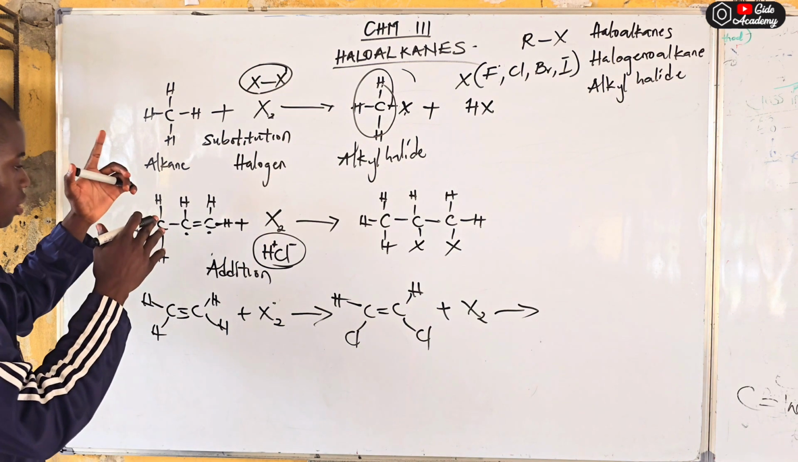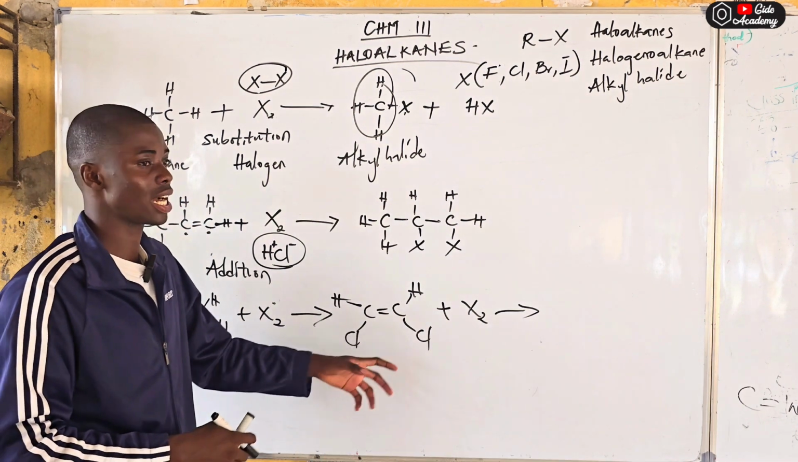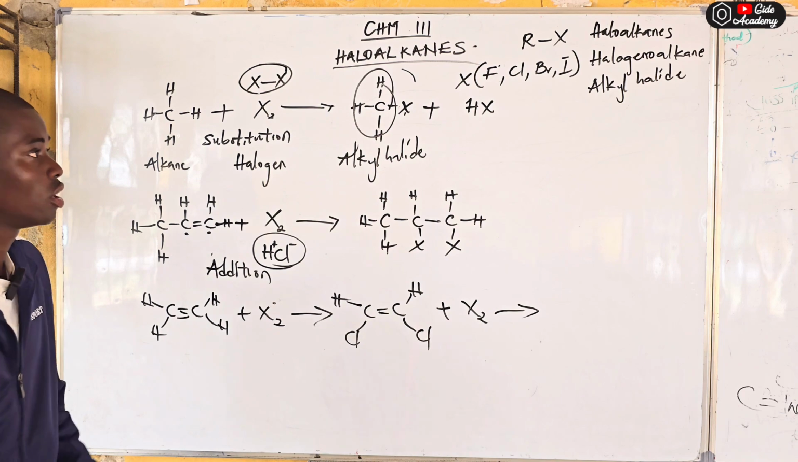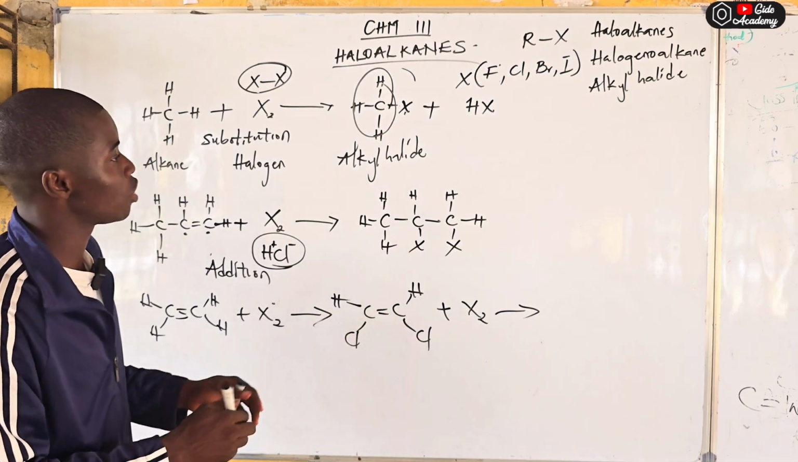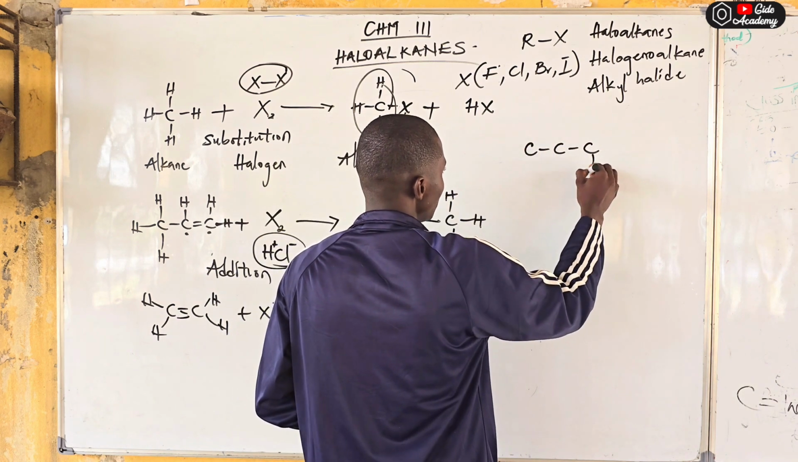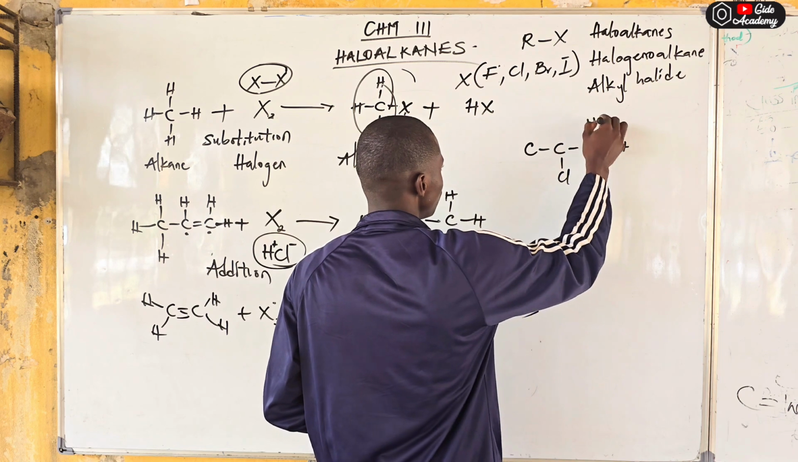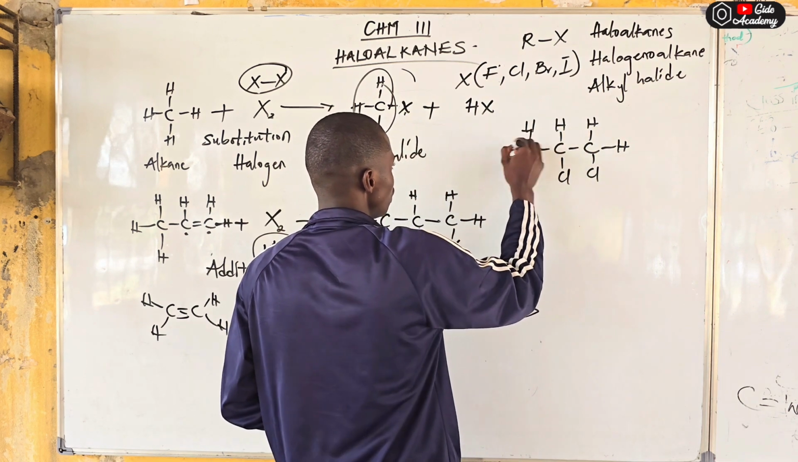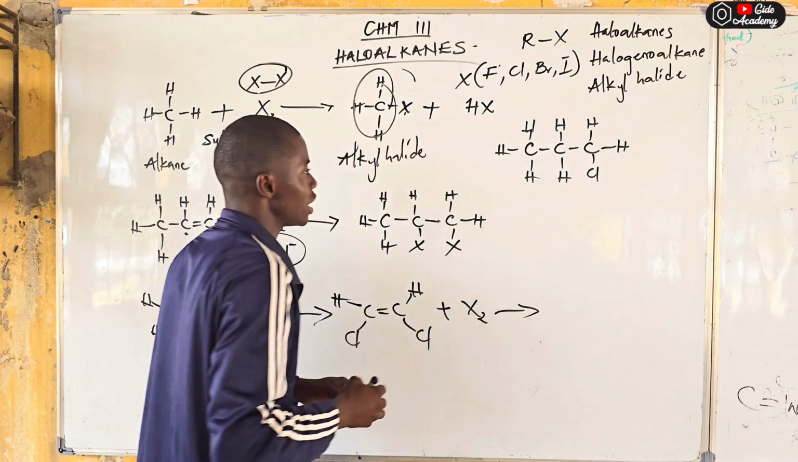So please take note of this. But at the end of this reaction, remember what you are forming is called what? An alkyl halide, a halogenoalkane, or what? A haloalkane. So in a situation whereby you have, for example, this is a compound, and here is chlorine, here is chlorine, here is hydrogen, here is hydrogen, here is hydrogen, here is hydrogen, here is hydrogen, and here is hydrogen. Let me replace this with hydrogen. We already know that this is a haloalkane.